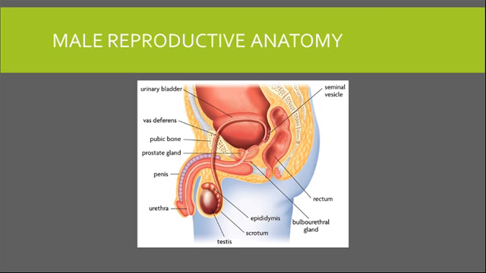The penis is the male copulatory organ. It delivers sperm into the female reproductive tract during sexual intercourse. The scrotum is a skin-covered bag suspended from the groin.